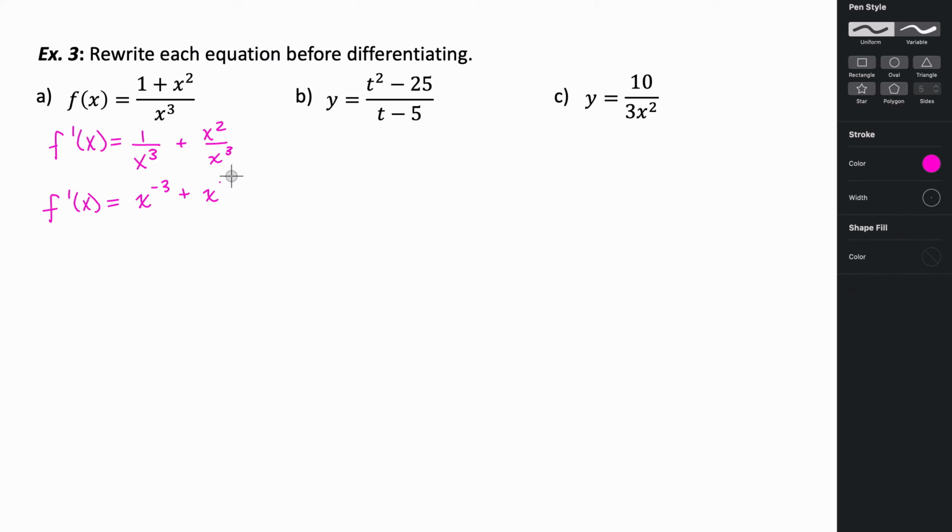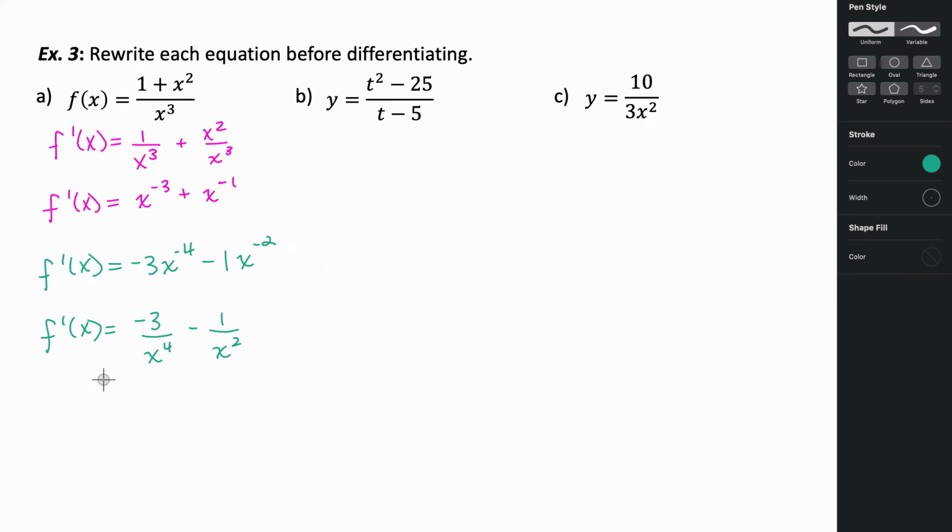So I'm going to get x to the negative third plus x to the negative 1. So now when I want to take this derivative, f prime of x, it's going to be negative 3 times x, subtract one from the exponent, so to the negative 4 power, minus 1 times x to the negative 2. And I can move these negative exponents into my denominator. So f prime of x equals negative 3 over x to the 4th minus 1 over x squared.